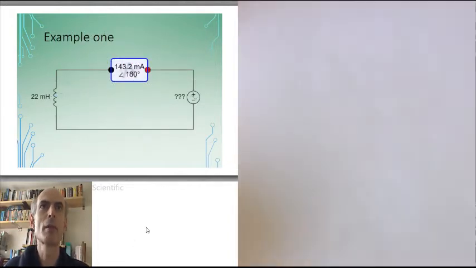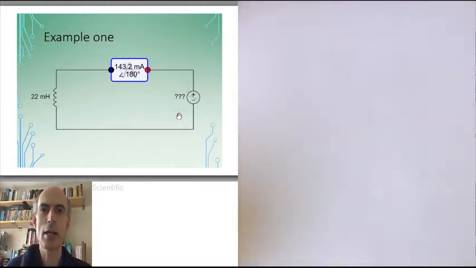First problem, we have an ammeter telling us that the phasor representation of the current flowing through the ammeter is 143.2 milliamps at a phase angle of 180 degrees. And that current is flowing through an inductor. What would the voltage across the inductor have to be?